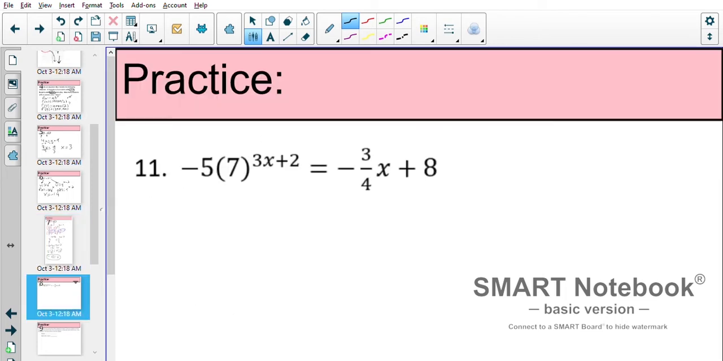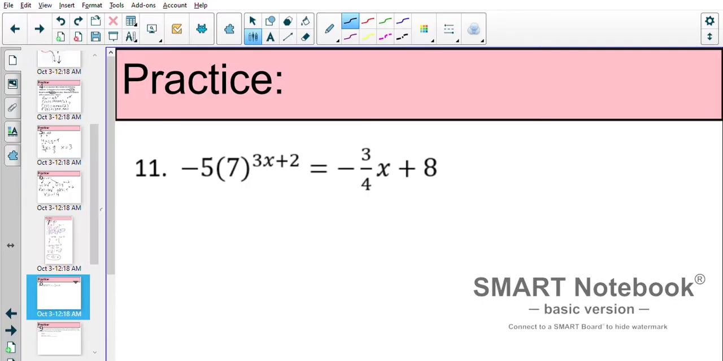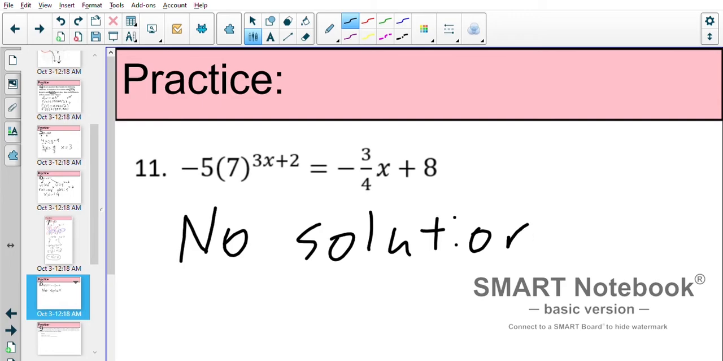Again, we can't get the same base. So we're going to graph this in GeoGebra. I again have that graphed right here. And we can see from these two pictures that there is not going to be an intersection to these. So if we have a situation with two graphs that do not have an intersection, that means that there is no solution. So we're going to go back here, now that we've seen that, and we just write no solution. And the evidence that we have no solution is this graph.